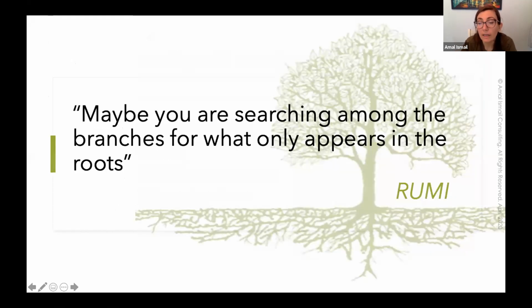So my key takeaway for you is one of my favorite quotes from Rumi: maybe you're searching among the branches for what only appears in the roots. So really take the time, whenever there's a consideration of thyroid dysfunction, whether you have it or you think you have it or you have family members who are suffering from it, to really think beyond the thyroid. Don't, first of all, test the thyroid accurately, and look beyond the thyroid because it is really the canary in your coal mine. Thank you so much.